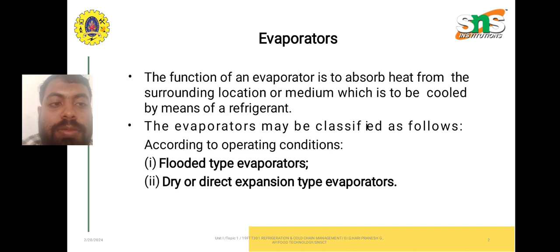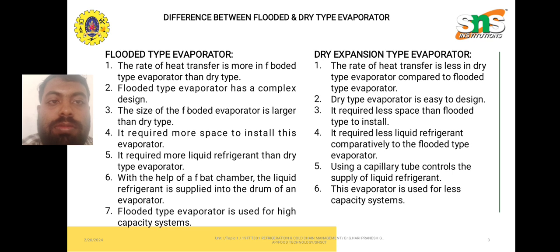The evaporators may be classified as follows. According to operating conditions, it is divided into two types: flooded type evaporators and dry or direct expansion type evaporators. This is the difference between flooded and dry type evaporator. In flooded type, the rate of heat transfer is more than the dry type. In dry type, the rate of heat transfer is less compared to flooded type.